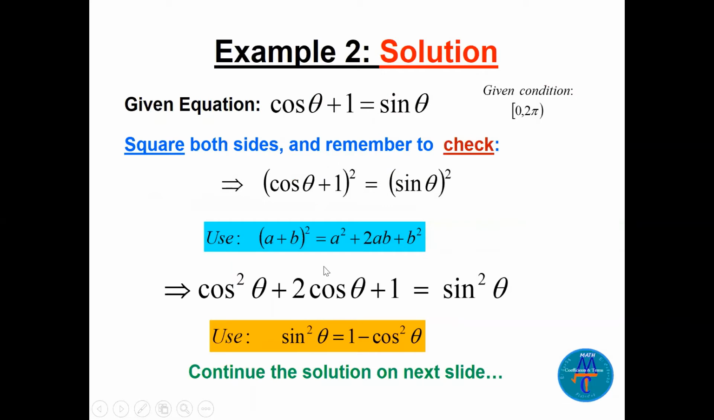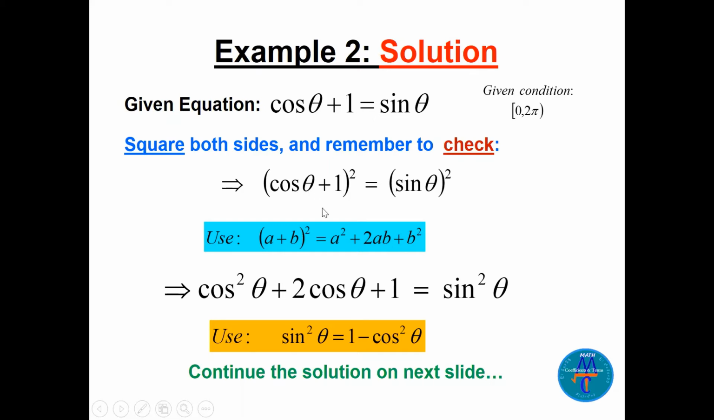Now we see in the equation here, there is no squared in the sine squared or cosine squared, so we cannot use any trigonometric identity. So it's a nice idea to square both sides. So cosine of theta plus 1 all squared is equal to sine of theta all squared. Now remember, when you square both sides, you have to check all the proposed solutions at the end in the original equation. So that's why this equation is very important.